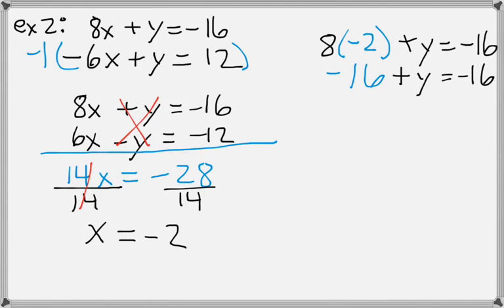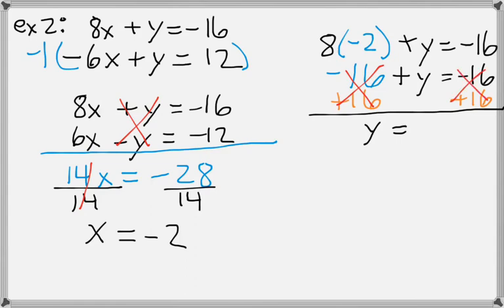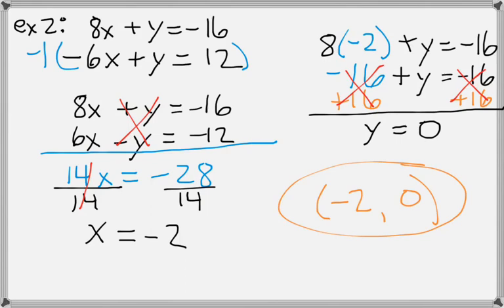To get y by itself, I then need to add 16 to both sides. Negative 16 plus 16 cancels out, leaving us with y is equal to negative 16 plus 16, which again cancels out, leaving us with a 0. So we now know our two values. X equals negative 2, y equals 0. All that's left to do is write our final answer as a point on a graph. So we need the x-coordinate, negative 2, followed by the y-coordinate, 0. And we have the solution to this system.